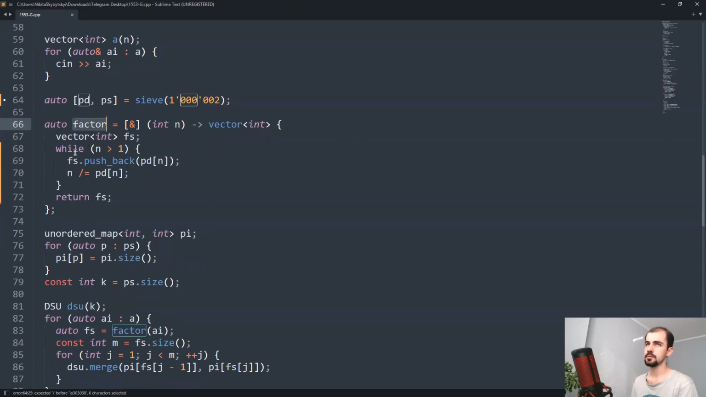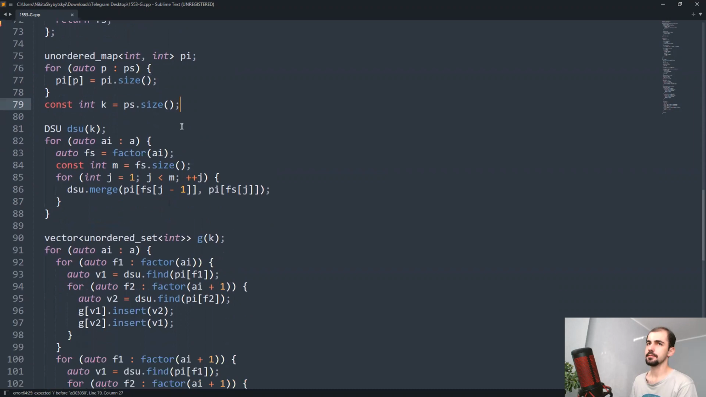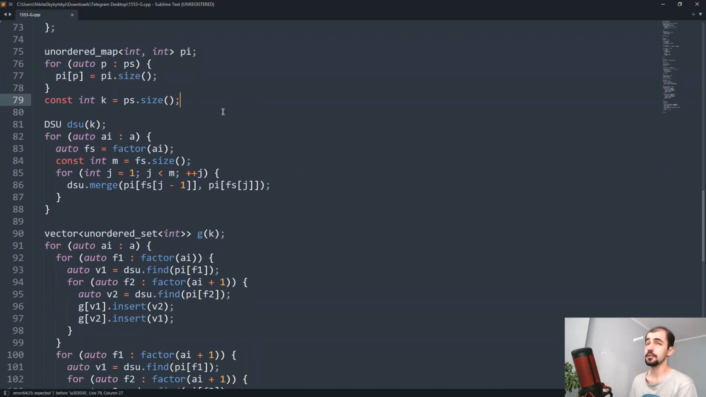Then we can factor numbers quickly just by such a loop. So while n is greater than 1, we take its prime divisor, we push it back to its factors, and we divide n by this divisor. Then I created a map, since we have primes which we want to enumerate, but there is no enumerate in C++. So yeah, this trick usually enumerates things. So for each prime, we know its index in the list of primes.